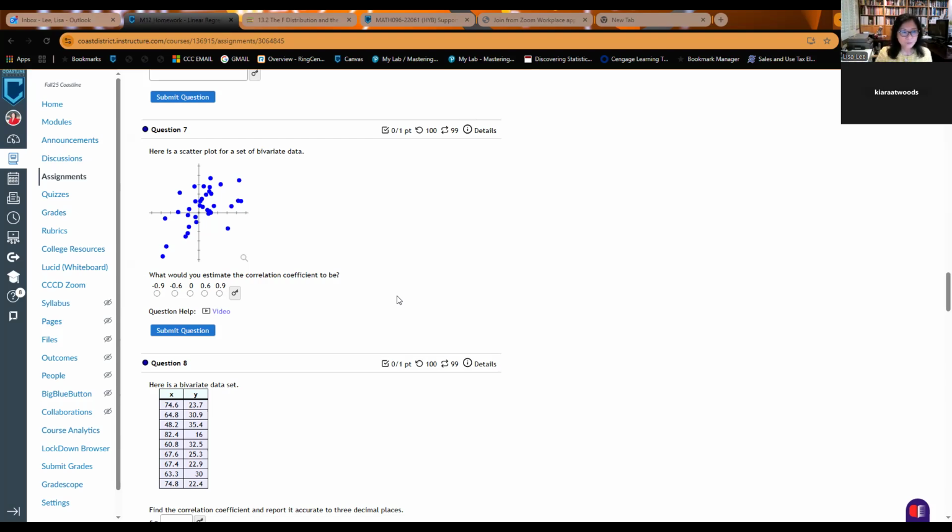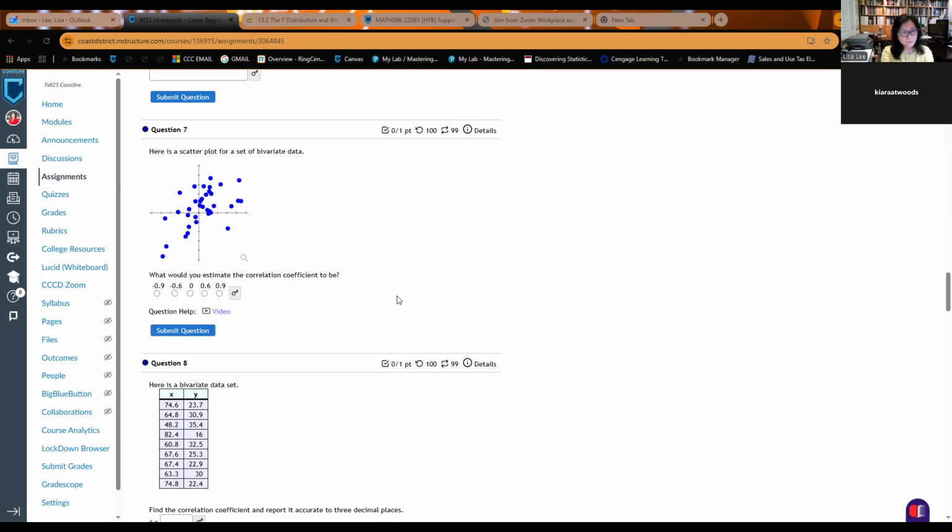Then your choice is between 0.6 and 0.9. Now you have to think about whether the points are very close or not. Because if it's close to 1, it will be perfect, with all the points on the same line, as in algebra. That's a positive 1. So think about it: are they close enough?